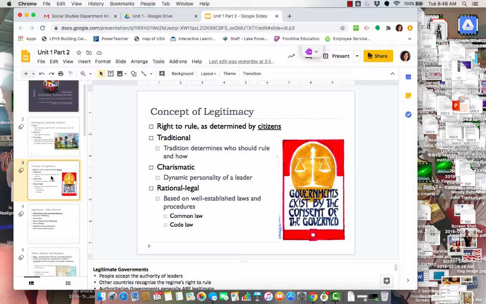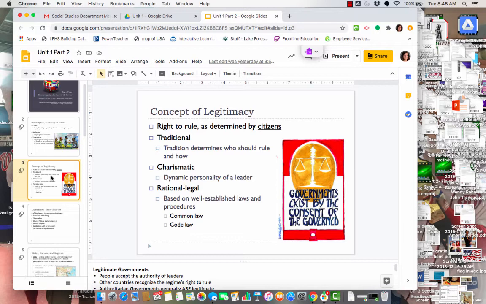I think of people like Adolf Hitler. I think of people like Vladimir Putin. I think of people like, let's see, who else was very charismatic? Barack Obama, Donald Trump. Let's see, what other leaders?